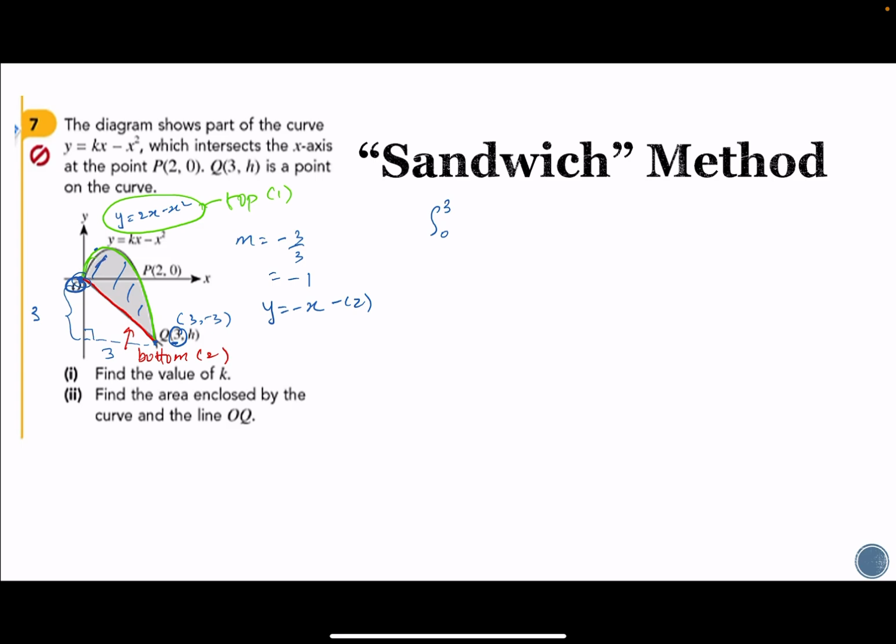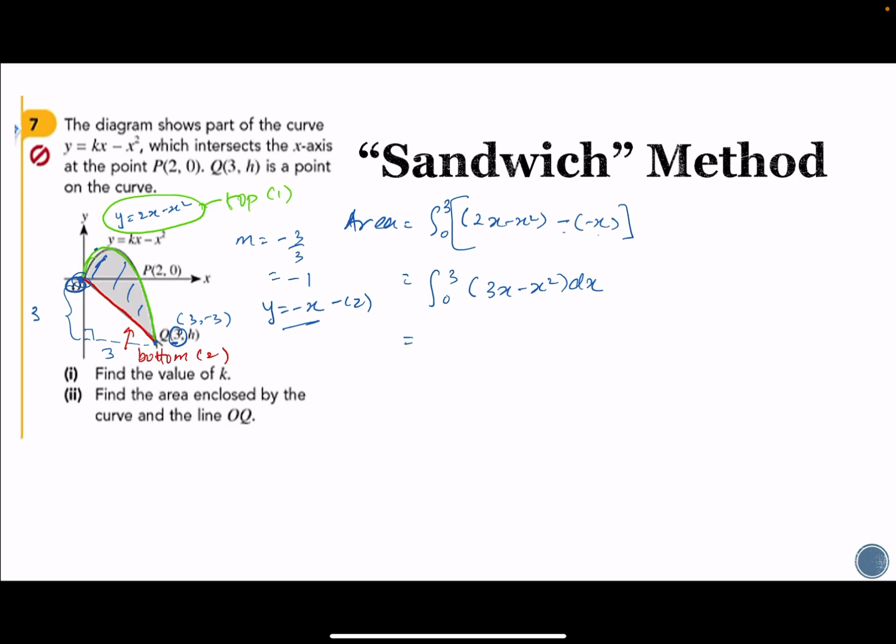So the entire thing here is between 0 and 3. Remember, equation 1 comes first, so 2x minus x squared, minus away equation 2, which is this one here. Simplifying it, minus becomes plus, so we have 3x minus x squared dx. This will be our area that we want. There's no need to minus here, so it's straight away what you get.